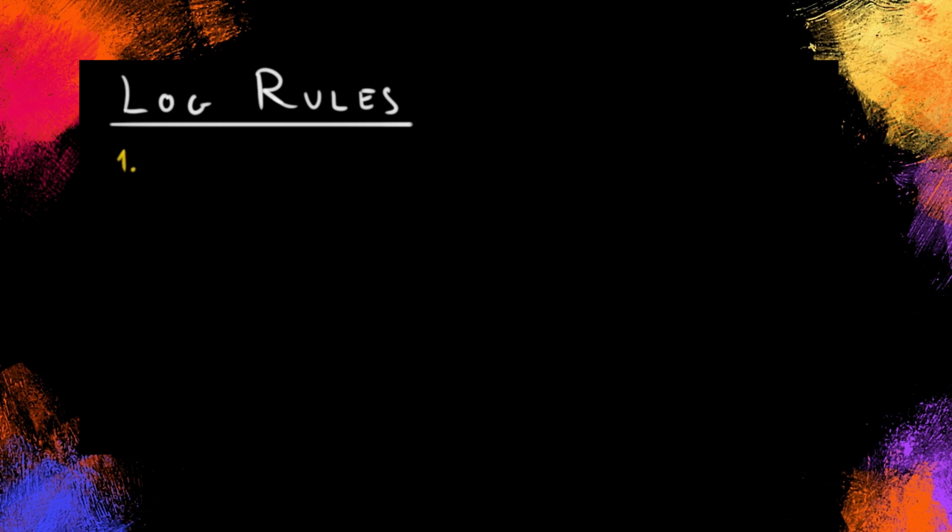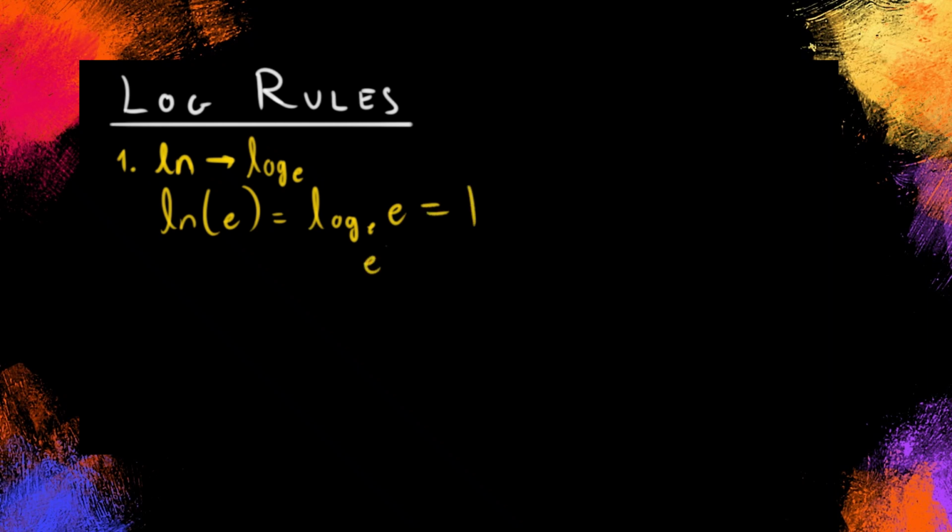The very first rule is simply notational, and it relates to what's known as the natural logarithm, written as ln. So ln actually secretly means log base e. This is what ln actually means. So if you see anything with ln, such as ln of e, what this really means is log base e of e, which of course we know to be 1, since e to the power 1 equals e.